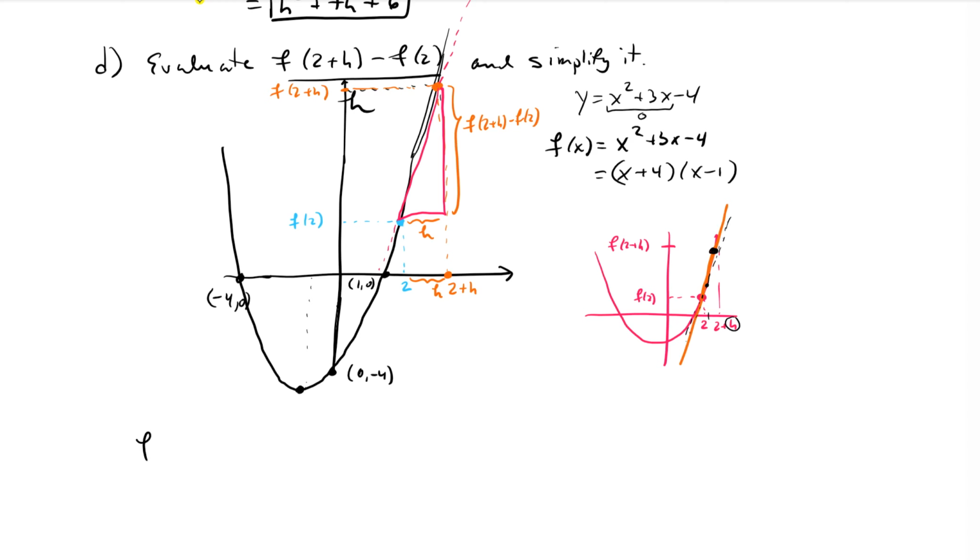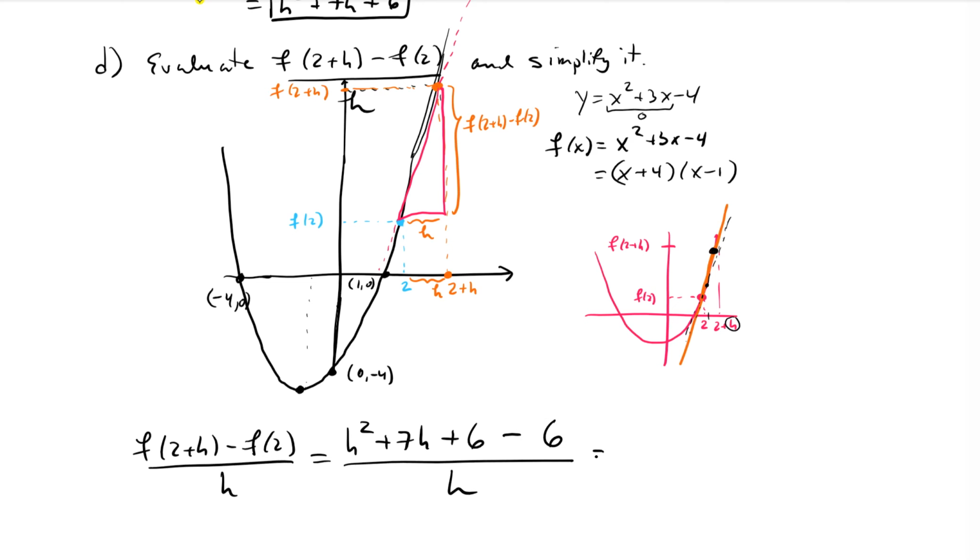Okay, so f of 2 plus h minus f of 2, over h. I can use my previous work. f of 2 plus h, I've calculated what this is. This is h squared plus 7h plus 6. And f of 2 was 6. We divide that by h. So we can see 6 minus 6 cancels out. We're left with h squared plus 7h. Let's see if we can get a rational expression and simplify it. Simplify would mean that they share a common factor that I can remove.